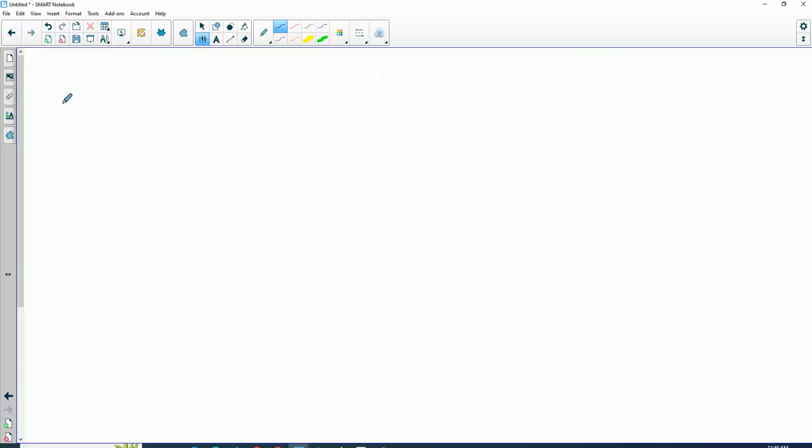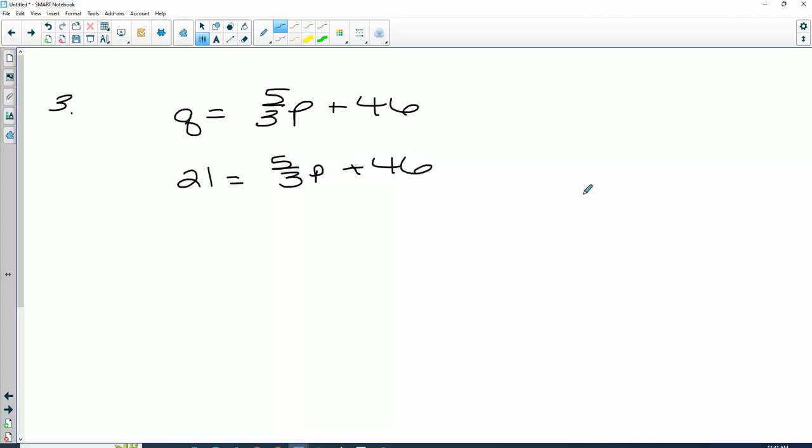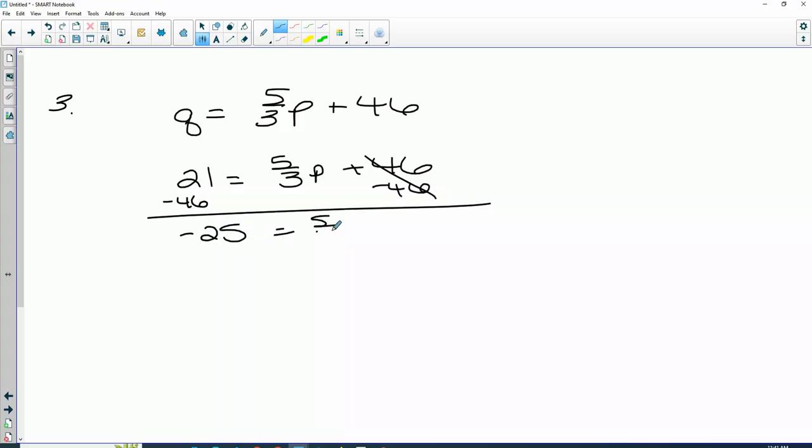Problem 3. It tells us that Q is 5/3 P plus 46. And then it goes on to tell us that Q is 21. So this is just solving an equation. How would I get P by itself? Okay, so we get negative 25 equals 5/3 P. So you can divide by 5/3.